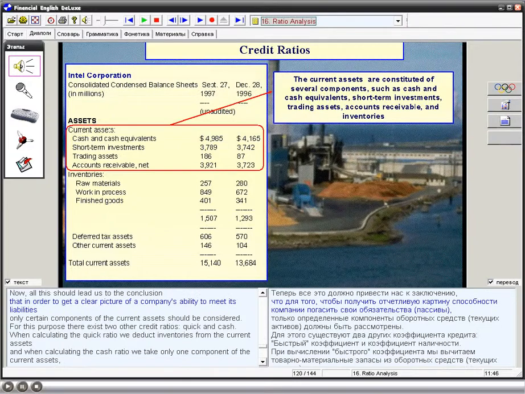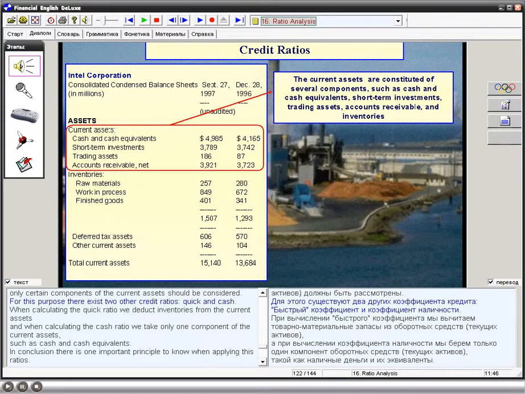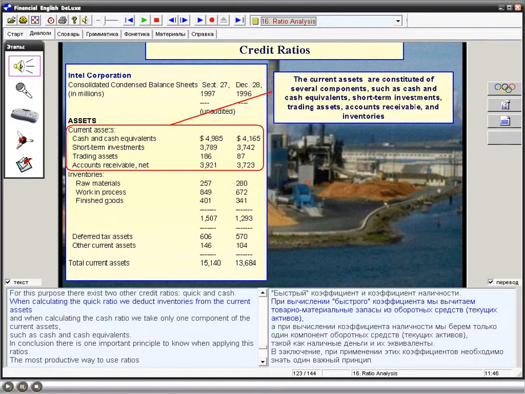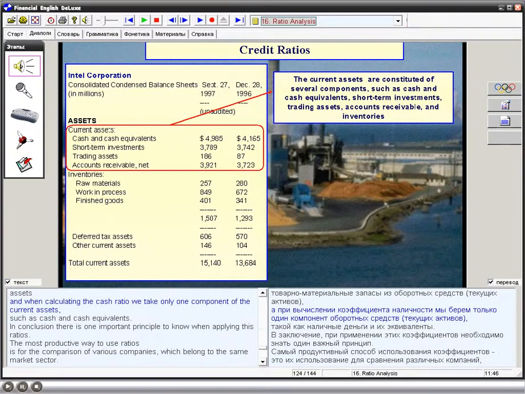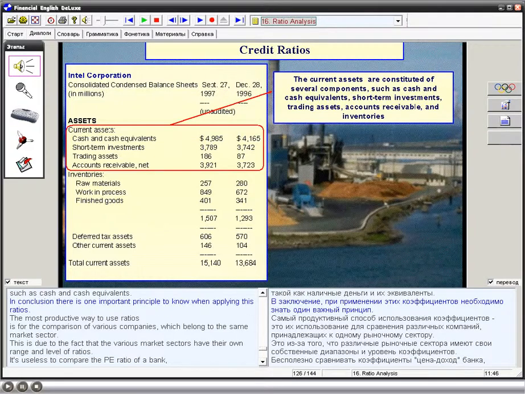Now all this should lead us to the conclusion that in order to get a clear picture of a company's ability to meet its liabilities, only certain components of the current assets should be considered. For this purpose, there exist 2 other credit ratios, quick and cash. When calculating the quick ratio, we deduct inventories from the current assets, and when calculating the cash ratio, we take only one component of the current assets, such as cash and cash equivalents.